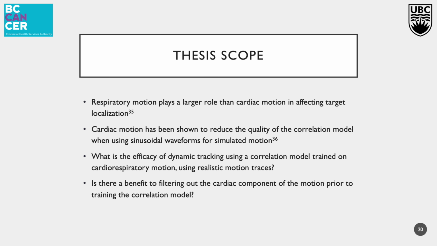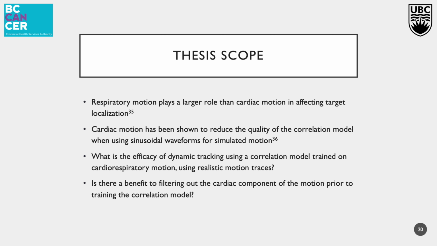Now, with all of this being said, what is the point of this study? So we have two major things we know about. One, respiratory motion plays a larger role than cardiac motion in affecting target localization. So we do want to focus on tracking respiratory motion. But the other thing we know is that cardiac motion interferes with the quality of this tracking, based on a phantom study done using sinusoidal waveforms. So what would happen if we used realistic motion traces from patient data instead?